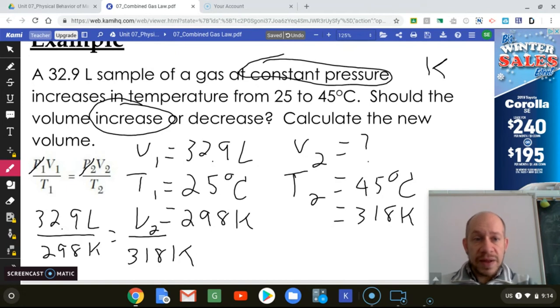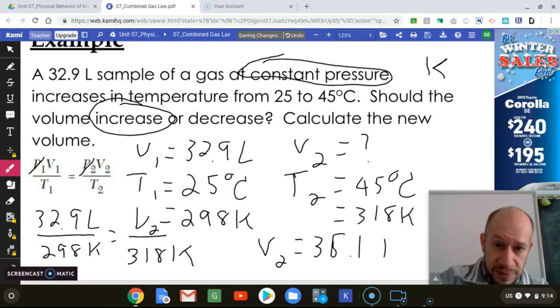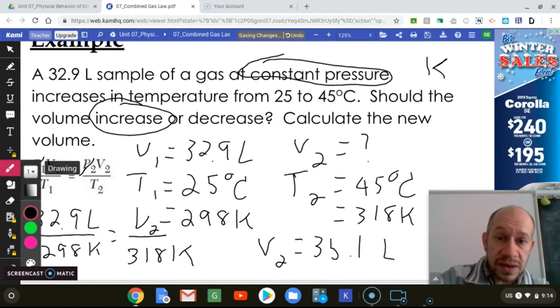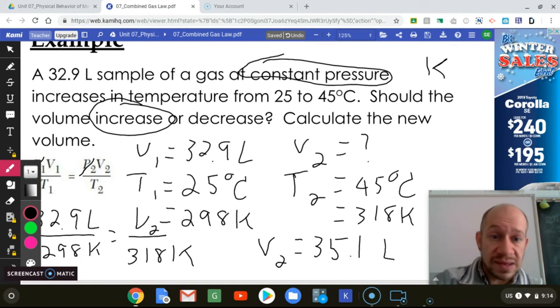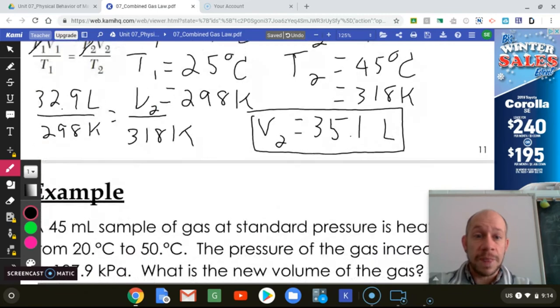Now, cross multiply 318 times 32.9. I just cross it up, and then I can divide that by 298. And this will get me my final volume is equal to 35.1 liters. My fives are always so ugly. I'm sorry. Okay, 35. And as we saw, that is an increase in volume due to an increase in temperature.